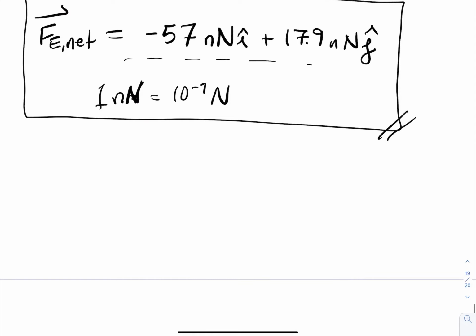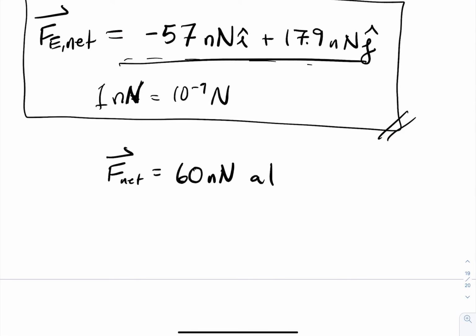Anyway, if you wanted to answer this with an angle instead of using vector notation, you could say F net was equal to, and if you calculate this all out, you'll end up with 60 nanonewtons at 161.6 degrees. So this is the same answer.